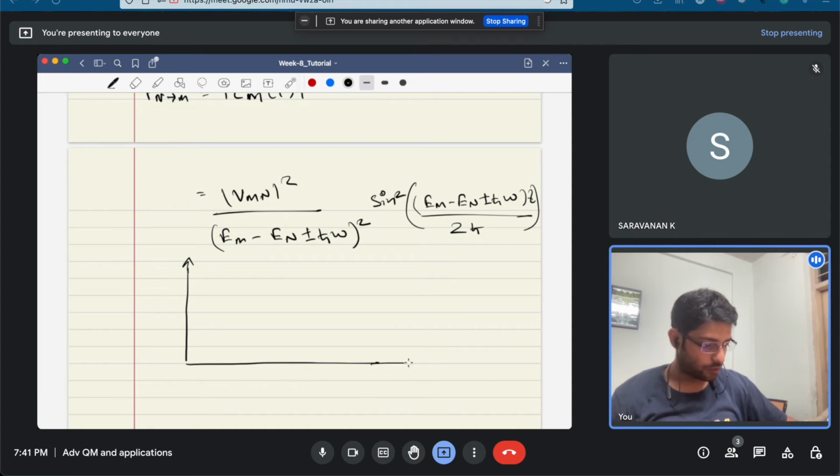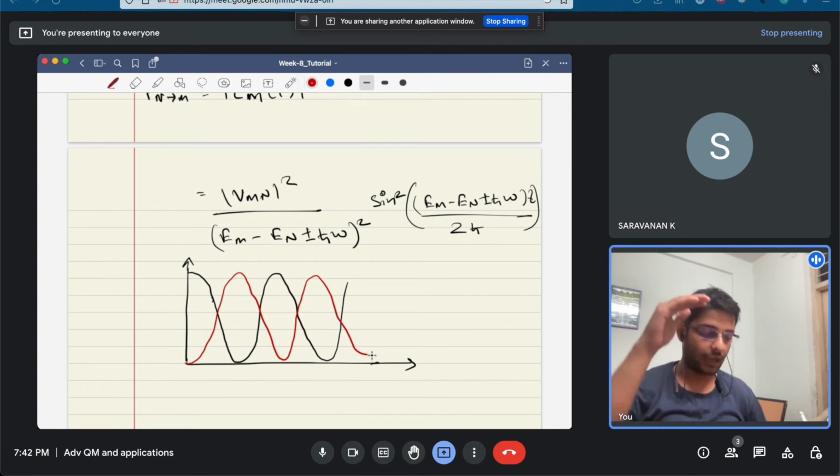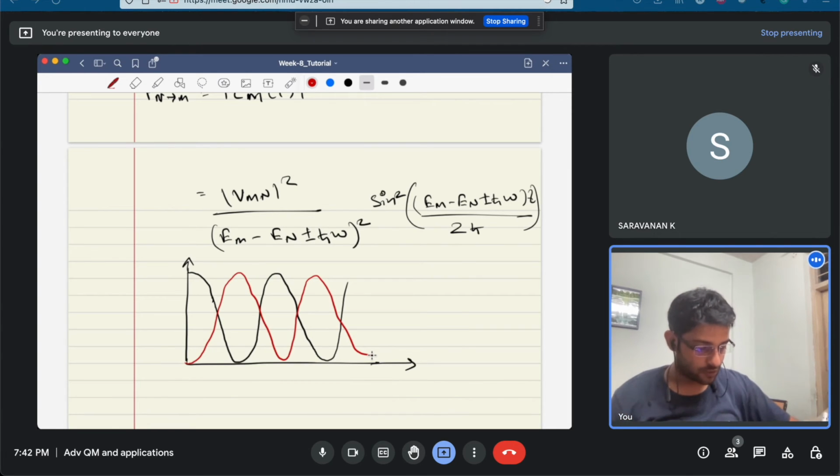So we have also discussed this earlier. Let's say when you have only two levels, what will happen is your first level, which we are considering as n, oscillates like this, and your m oscillates like this. So let's say your laser frequency is only coupling the n and m, then you have something like this. So this is your m and this is your n, and they start oscillating.